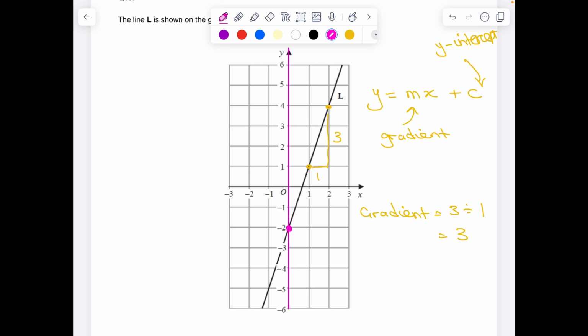So then when we put it all together, we can say it's y equals, instead of mx, I'm going to put 3x because I know that the gradient is 3. And instead of c, I'm going to put -2. So that's my equation of the line. y equals 3x, take away 2.